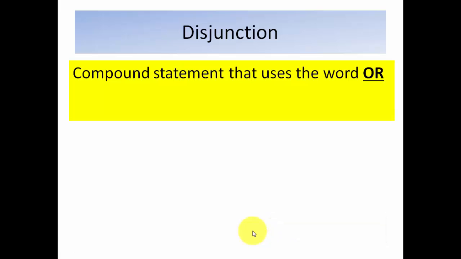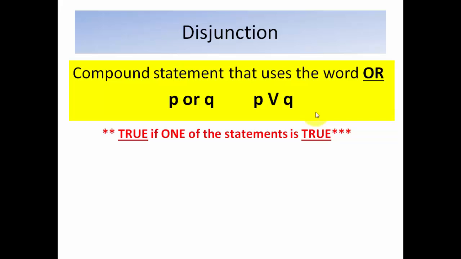Disjunctions. These are going to be compound statements that use the word or. The notation for this will be that you will see the word or you will see this V in between. Disjunctions are true if one of the statements is true. So they both don't have to be true for this one. Here's our example.